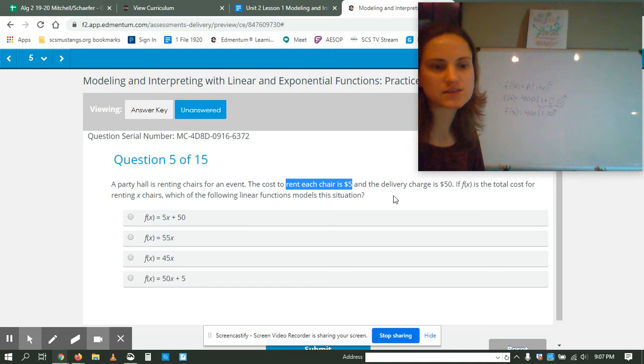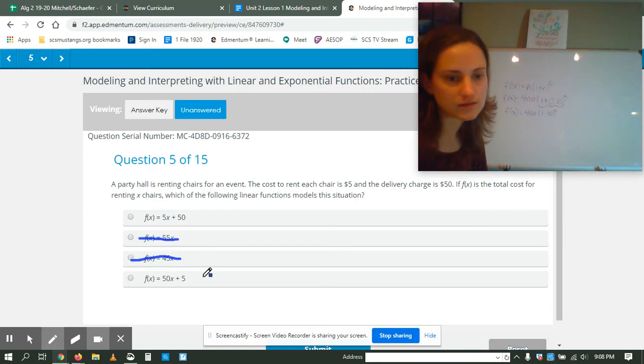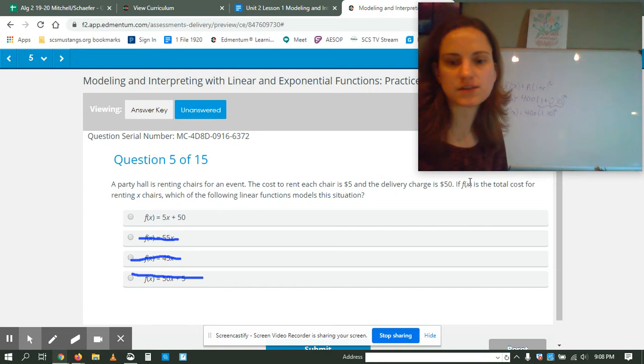So if f of x is the total cost for renting chairs, which of the following linear functions model the situation? It's $5 per chair, so that's going to be 5x. That automatically eliminates those three for us. Just to double check and make sure we're picking the right one, the delivery charge, the one-time fee, is going to be $50. So that confirms for us that it's going to be that equation right there.